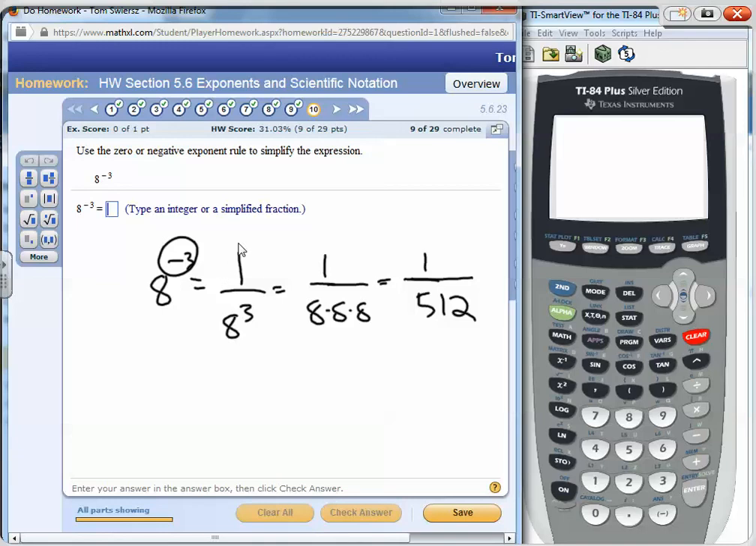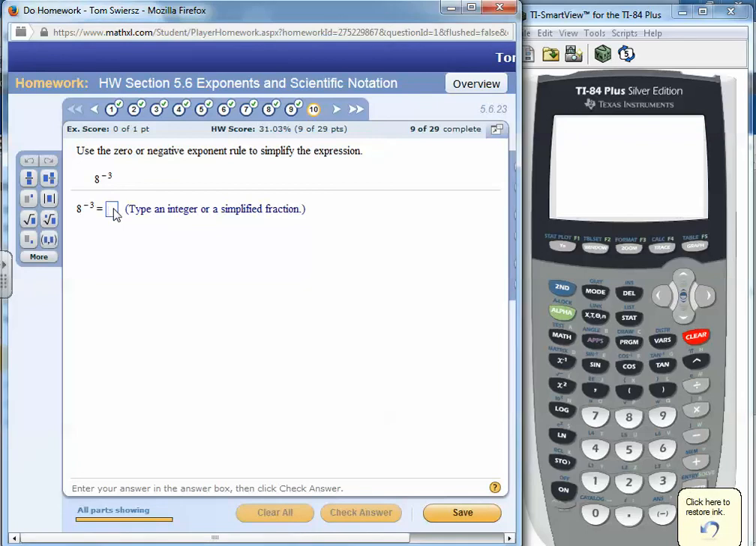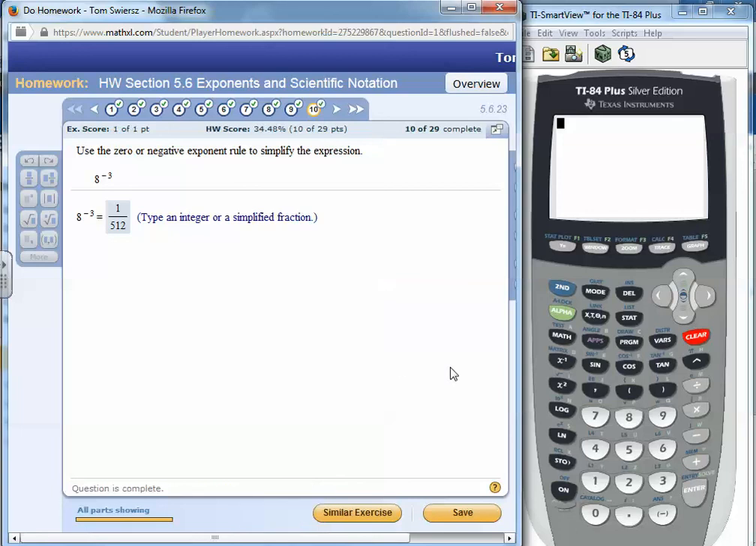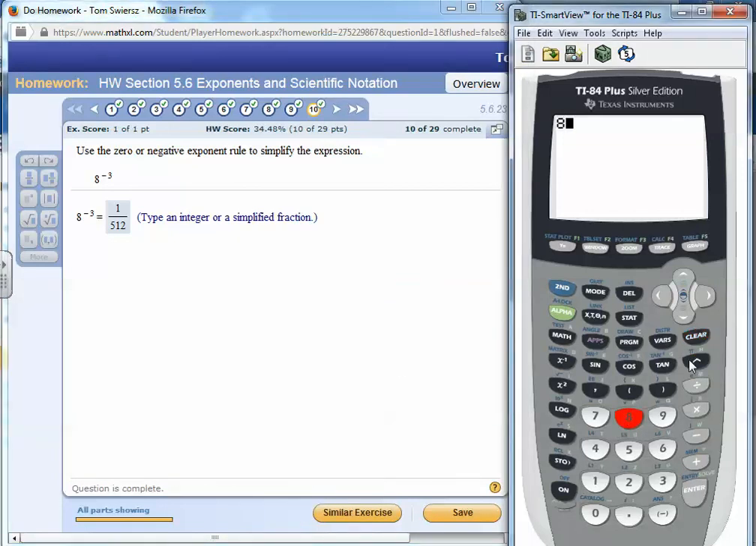Actually, you can do this on your calculator because it's a number, it's not a variable. So again, let's put this in: 1 over 512. Again, it's a reciprocal, it's a positive number. And notice you can do 8, the exponent, it's a negative 3, hit enter, you get a decimal, and then go to the math key.